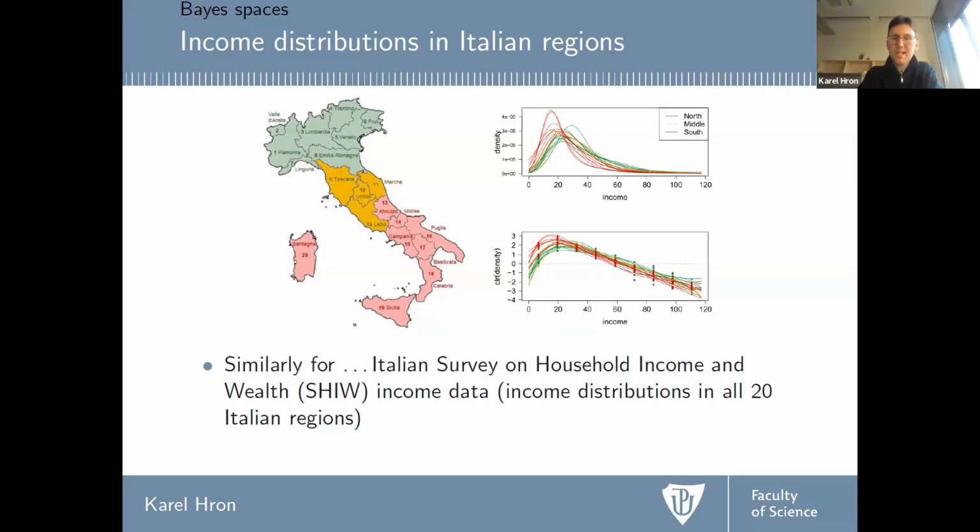Okay, so this was the first example. There will also be another example with income distributions. Here we have income distributions in all 20 Italian regions, which come from aggregation of the raw income data. And we would like to see in particular some regional patterns, like some differences between North Italy and South Italy, and how the middle Italian regions fit into this data structure.